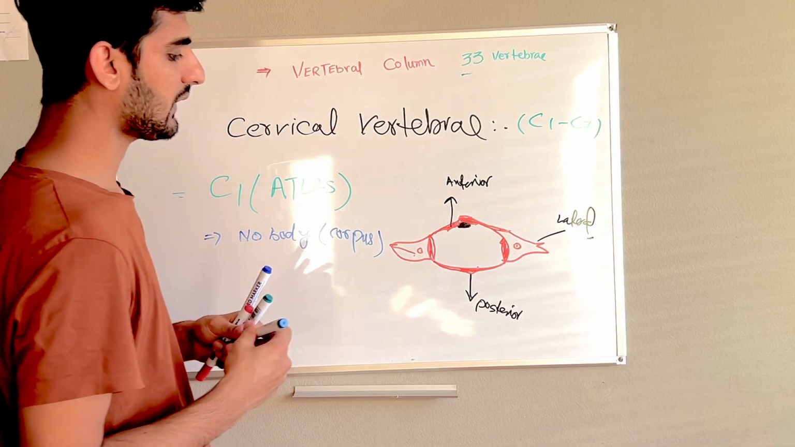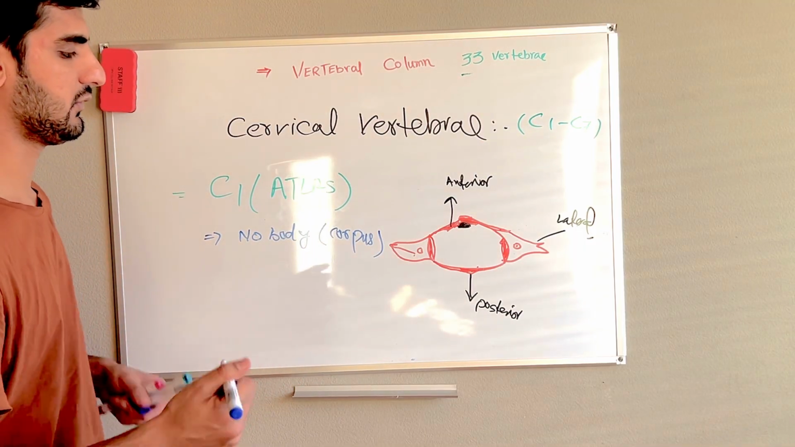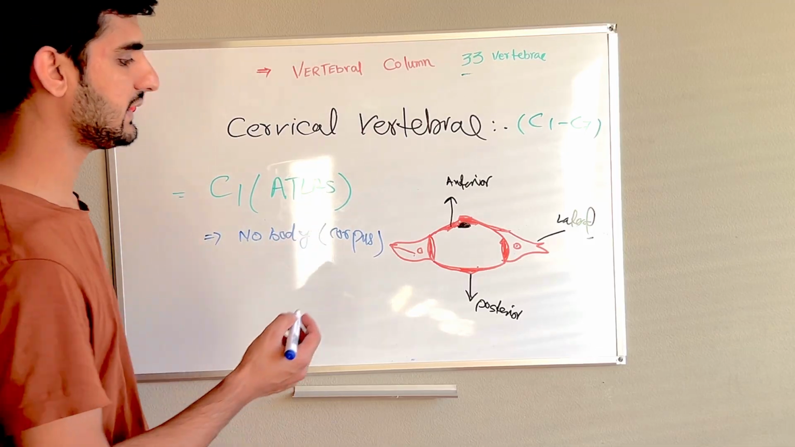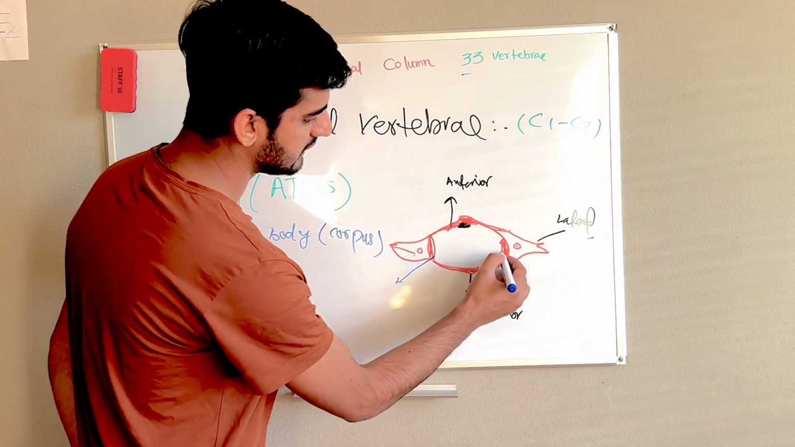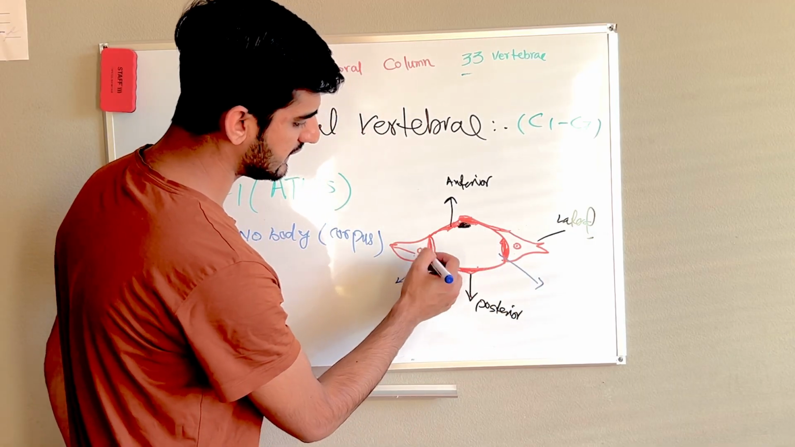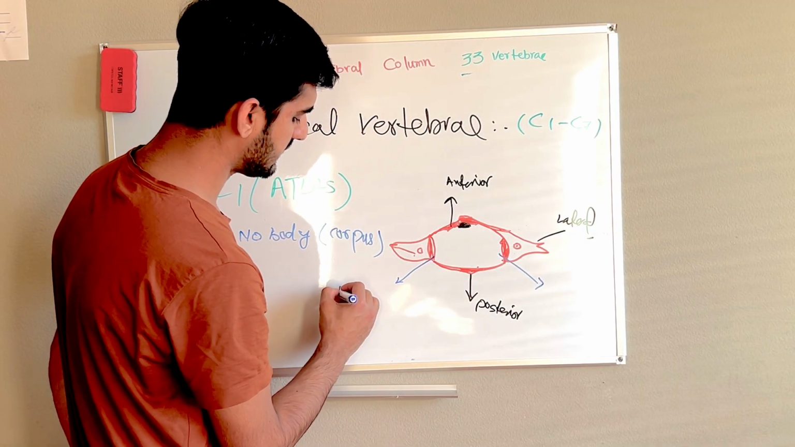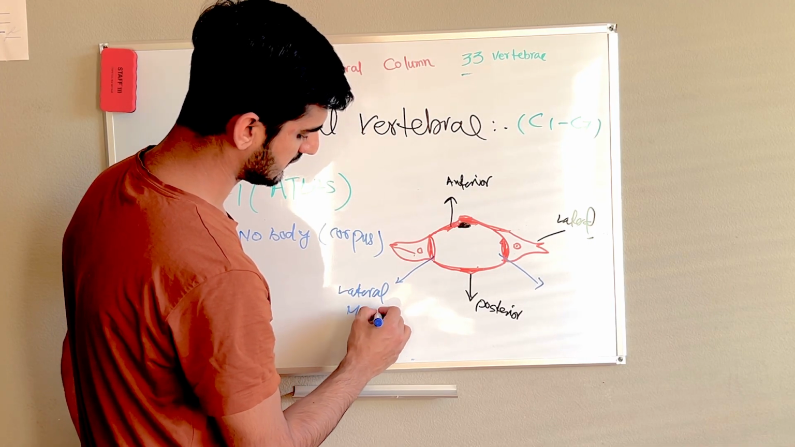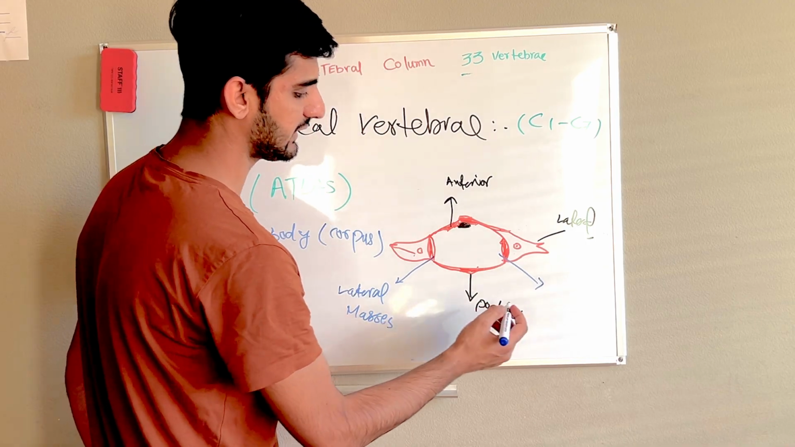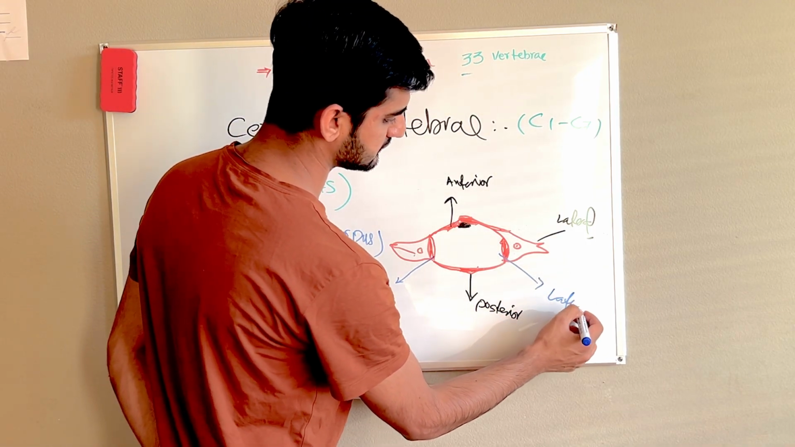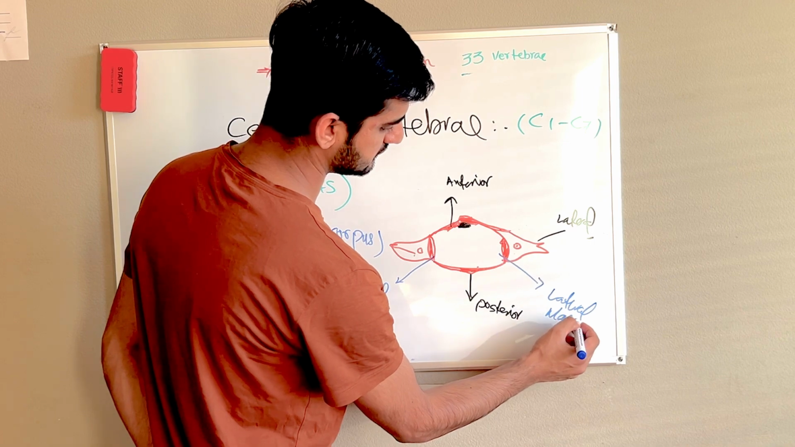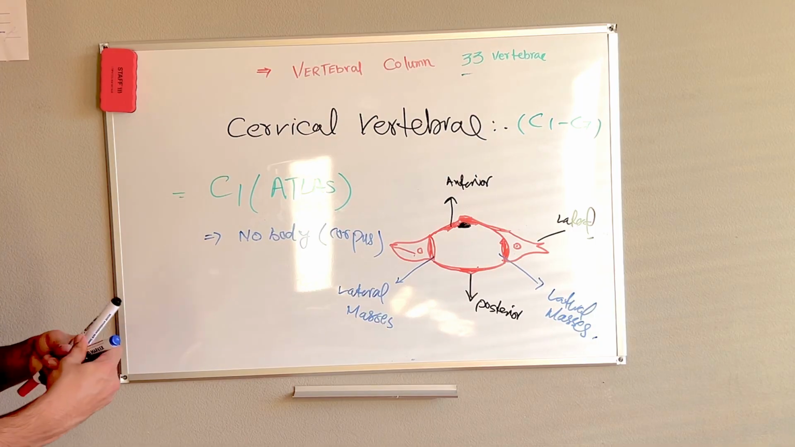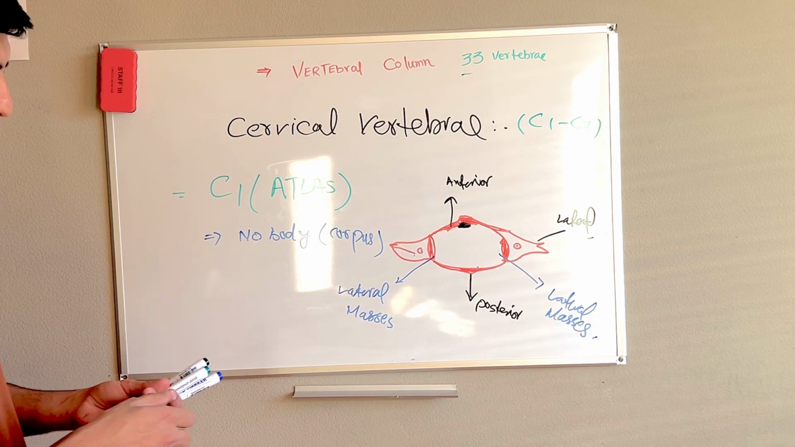Now which formations do we have? Because we have no body, in the place of the body we have lateral masses, which I highlighted here in red color. This is the lateral masses, in the place of the body, on both sides of the Atlas vertebra. Now we will discuss the formation of each side.